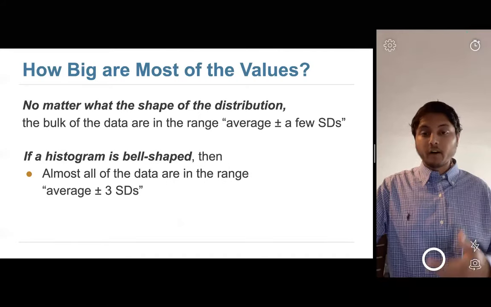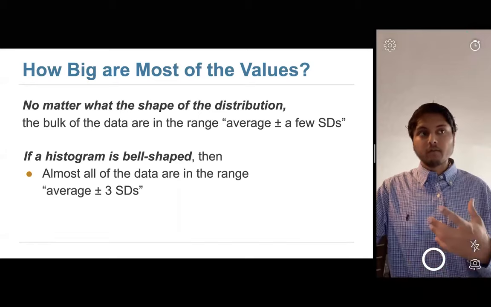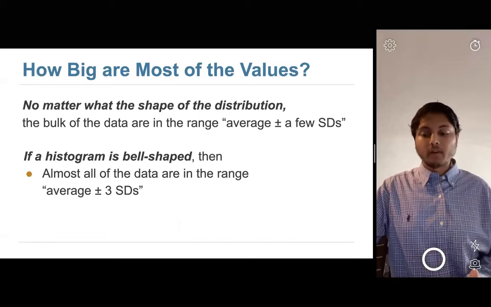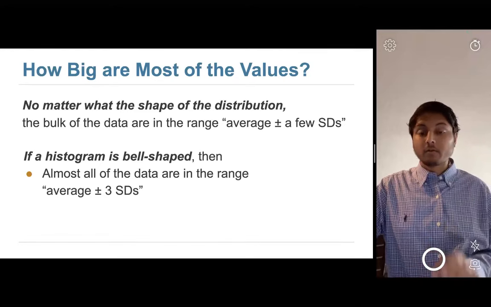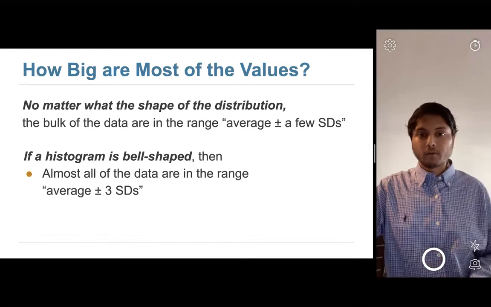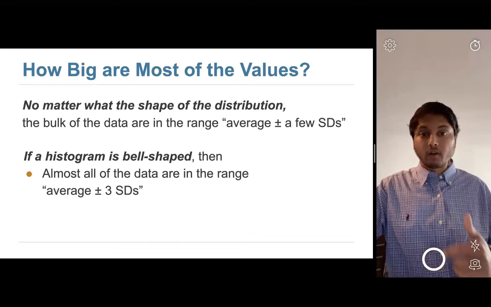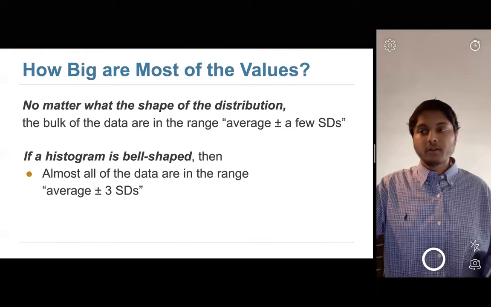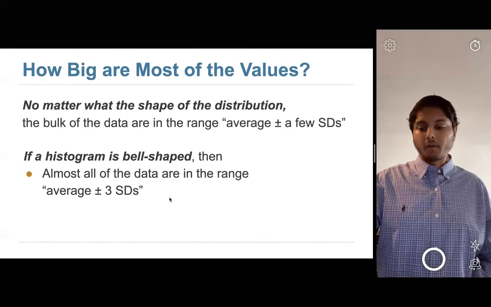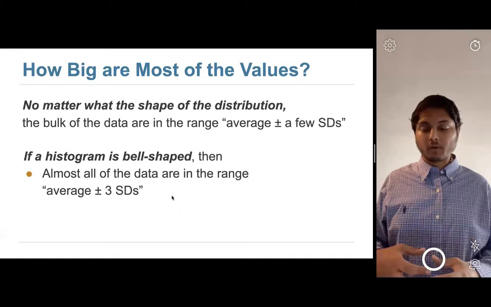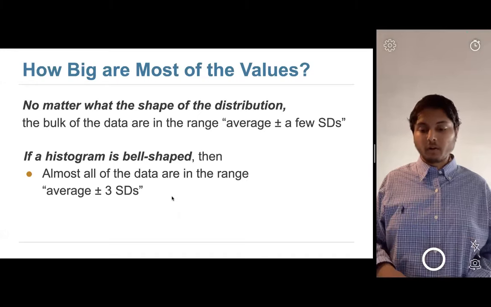And then for a histogram that's bell-shaped, so something that looks like a normal distribution, almost all the data is within 3 standard deviations. So that's what's really special about the normal distribution. Whereas if you go back and look at Chebyshev's formula, 3 standard deviations doesn't really correspond to almost all the data. It is a pretty large number, but it's not almost all the data. But with a bell-shaped histogram, you can say that. So you have a little bit more confidence on how much data is within 3 standard deviations.